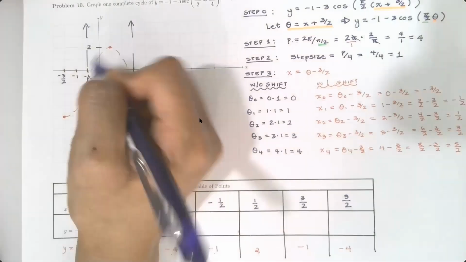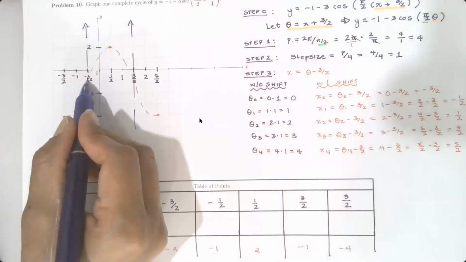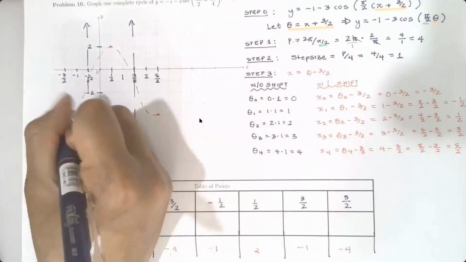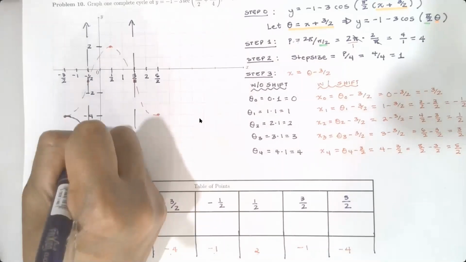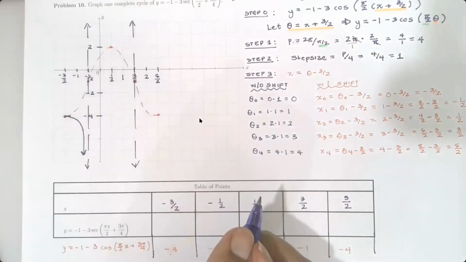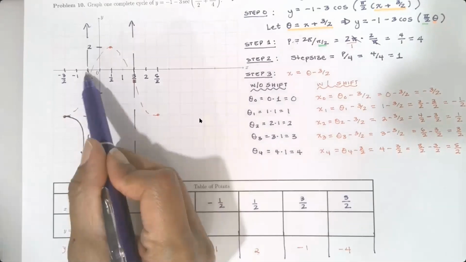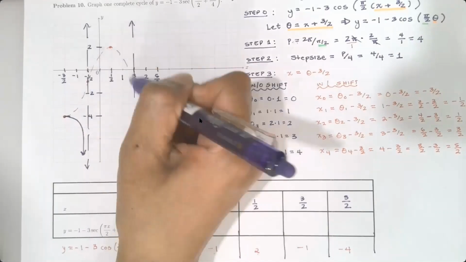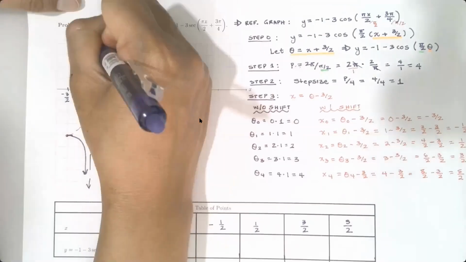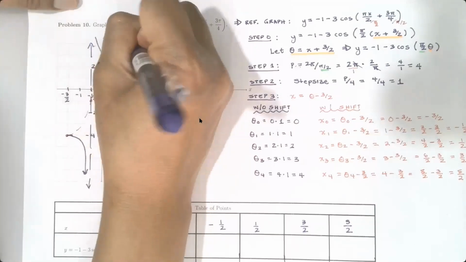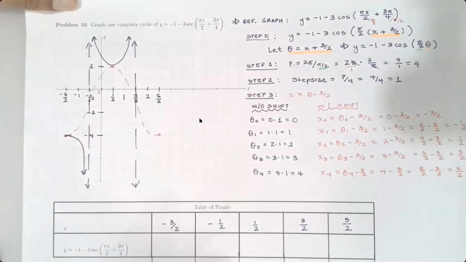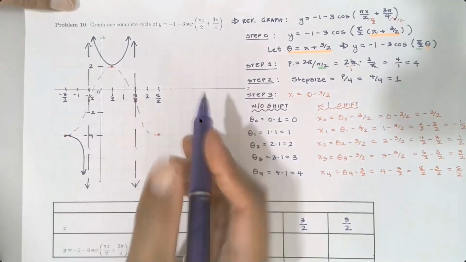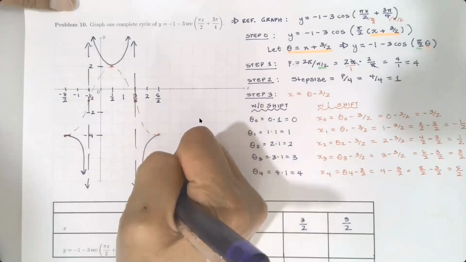And between -3/2 and -1/2, we have half of this curve that is facing up. That means that we're going to have half a parabola facing down. Then between -1/2 and 3/2, we have this curve that is facing down. That means that we're going to have a parabola facing up. And finally, between 3/2 and 5/2, we have half of this curve facing up. That means that we're going to want half a parabola facing down.